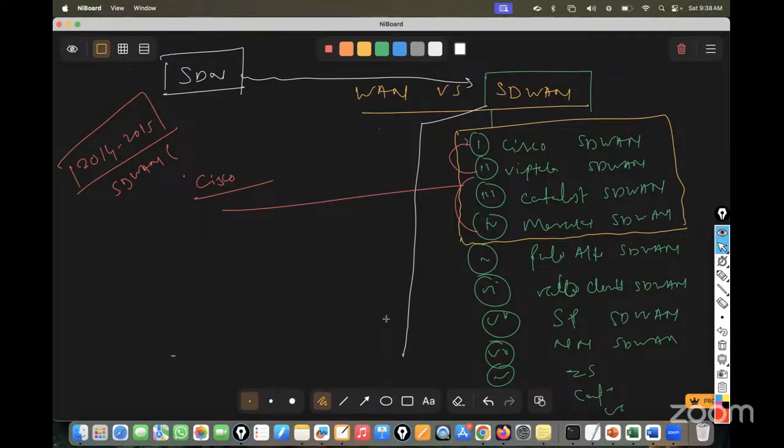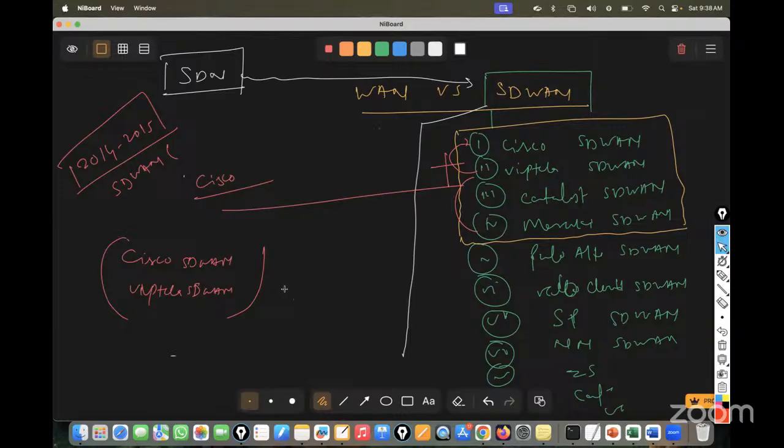Once they acquired this company, Viptela became Cisco. So these two became one. They started selling the product as Cisco SD-WAN, and they also started selling the product as Viptela. But technically, both are the same, meaning they are Cisco only, right? What is the difference between Viptela and Cisco?